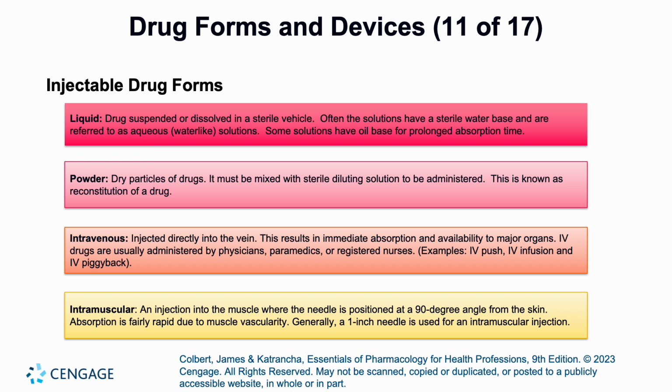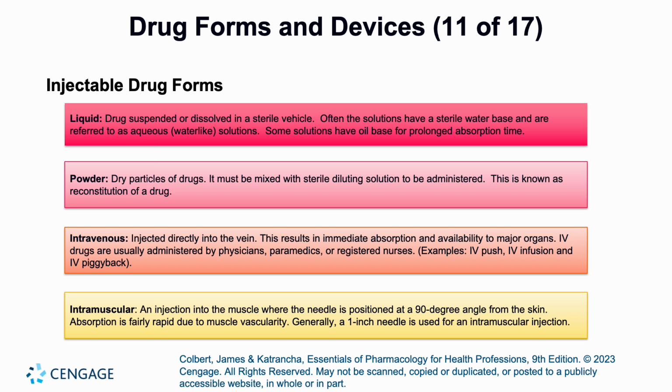Powder is dry particles of drugs, and you're never going to inject something dry. So sometimes the drug comes in a powder form, and then you have to mix it with a sterile diluting solution, usually normal saline. That's known as reconstituting. The word reconstitution of a drug means that you are making the drug into a form that can be used, making it into a liquid by adding something to that powder.